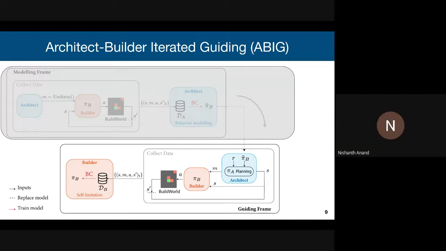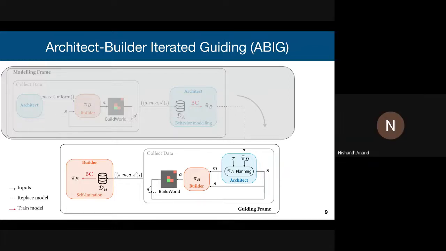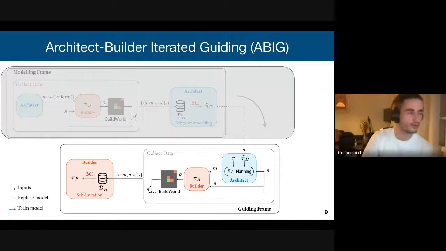Okay. And when it converges, can you draw associations between the messages and actions? Do you mean visually? Yeah, visually. Like if the architect sends a one hot encoding of some vector, what does the builder actually do with that one hot encoding? What action does the builder take? Yeah, I think, yeah, go ahead, Tristan.